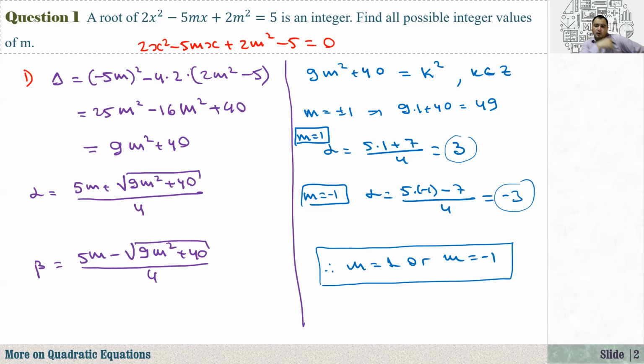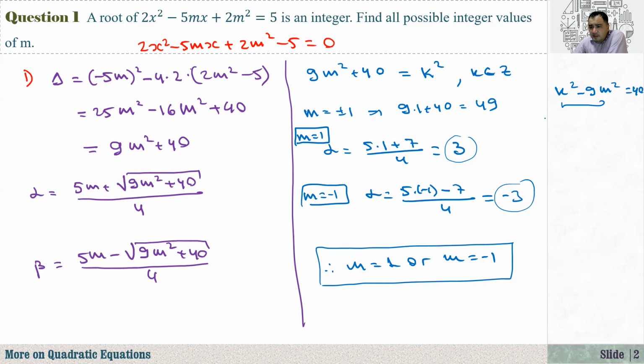So you may wonder, how do we know that other values of m do not satisfy these conditions? Here we have k squared equals 9m squared plus 40. If you take 9m squared to the right-hand side, then k squared minus 9m squared equals 40, and you can just factorize this.